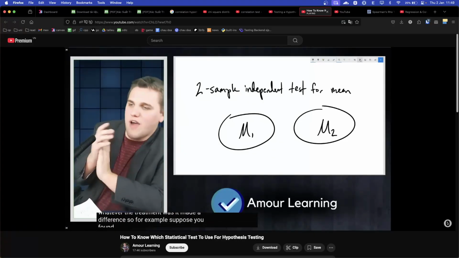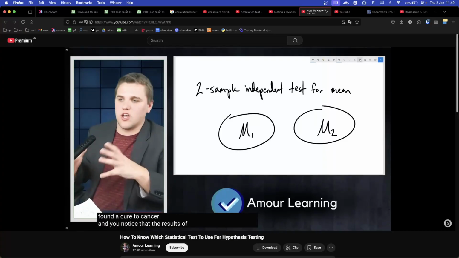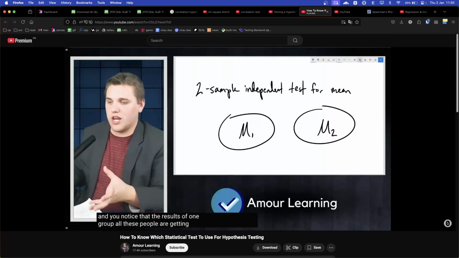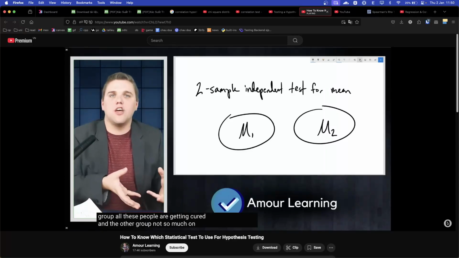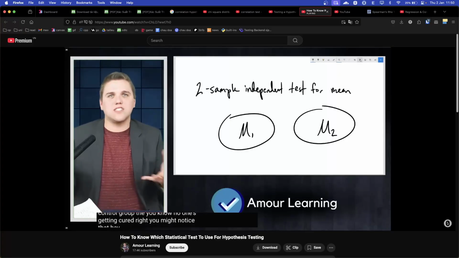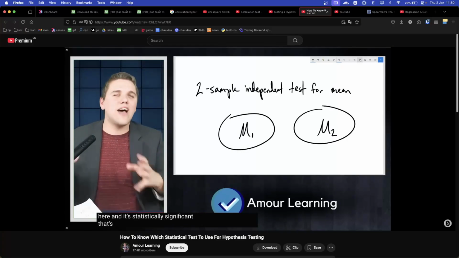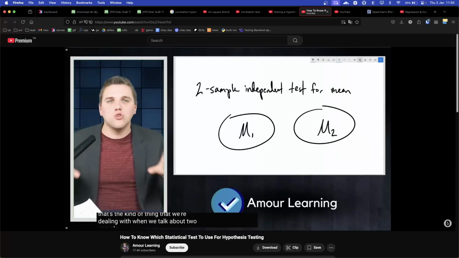So for example, suppose you found a cure to cancer, and you notice that the results of one group, all these people are getting cured, and the other group, not so much. The control group, no one's getting cured, right? You might notice that, hey, my treatment does something here, and it's statistically significant. That's the kind of thing that we're dealing with when we talk about 2 sample tests in general.